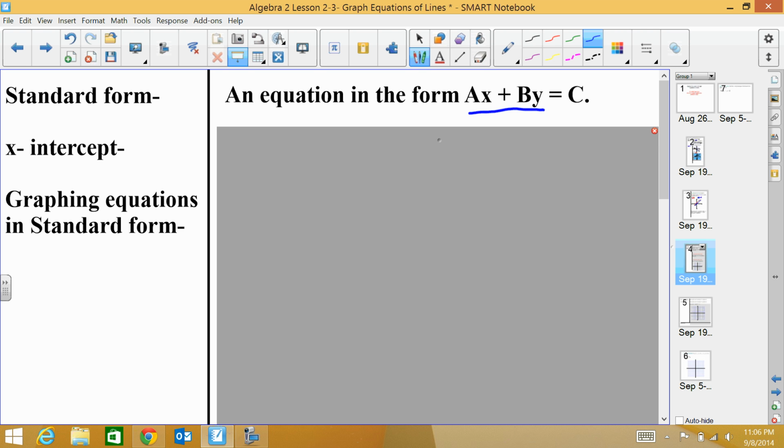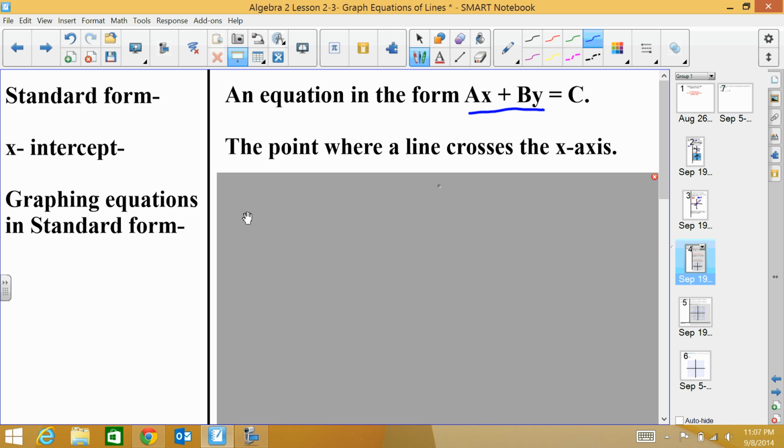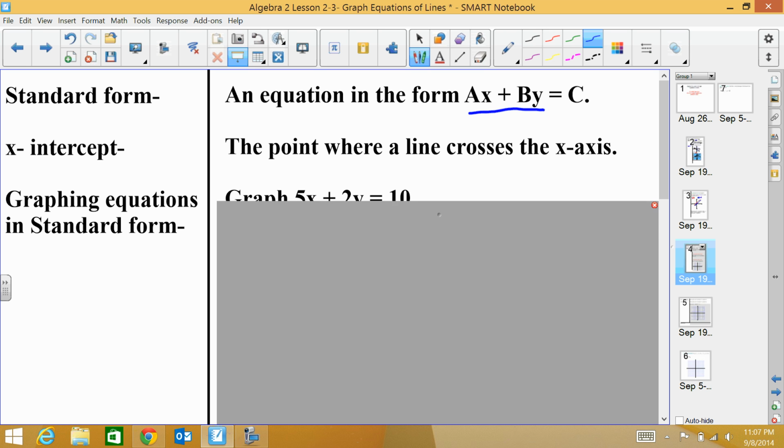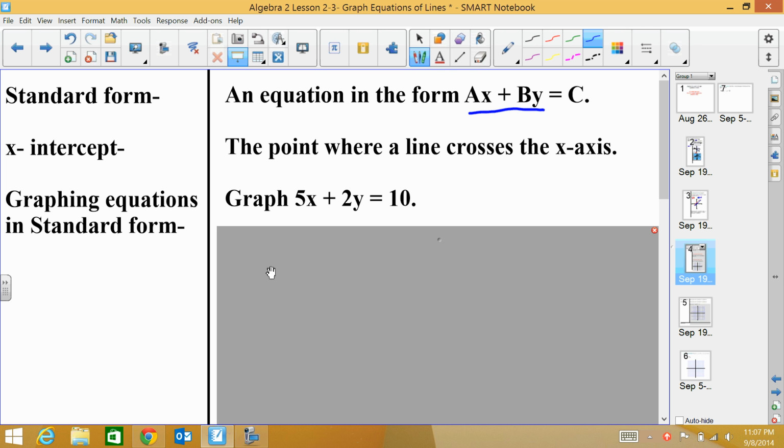Now we know that the y-intercept is the point where it crosses the y-axis. So the x-intercept is a point where the line crosses the x-axis. It's important to know what those mean so that you can understand what you're doing. So now let's say I want to graph an equation that's in standard form. There's a couple of ways that you can do this, but I'm going to show you a way called graphing intercepts. So if a line is in standard form where x and y are on the same side, what you can do is find the x and y intercepts of that equation and then just graph those 2 points and draw your line between them.